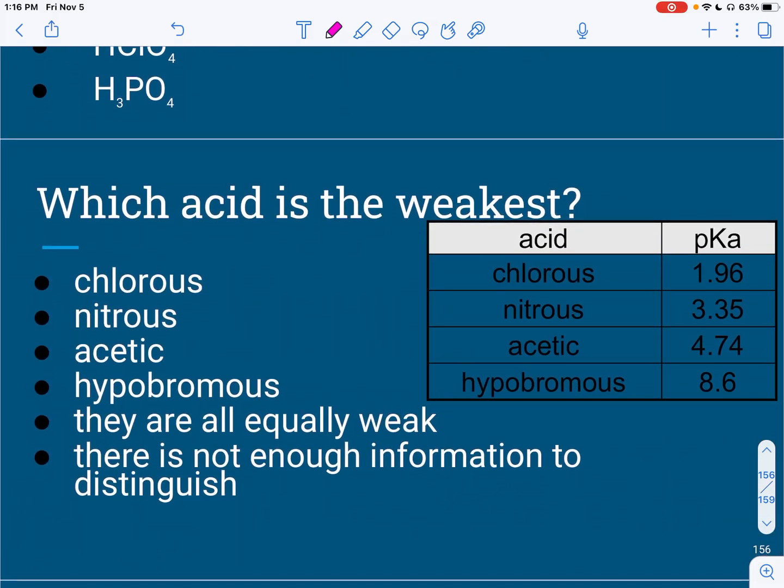Which acid is the weakest here? We talked about this before, I believe. The biggest pKa is the weakest acid. So if you look at the pKa's here, hyperbromous has the largest one, so that's going to be the answer.